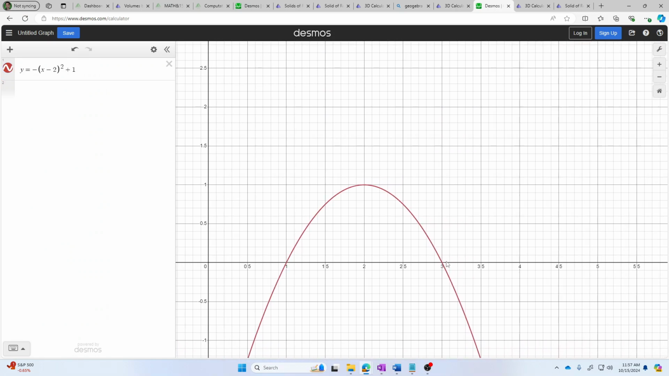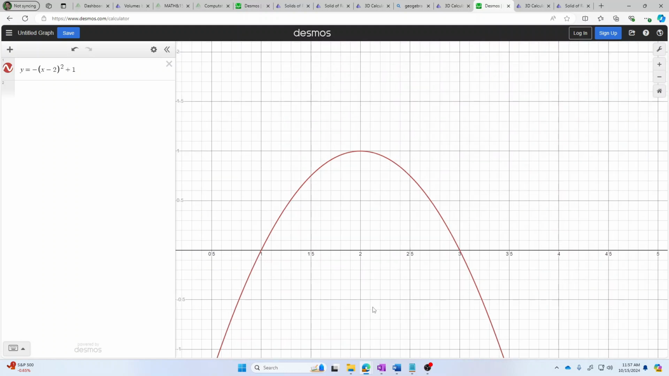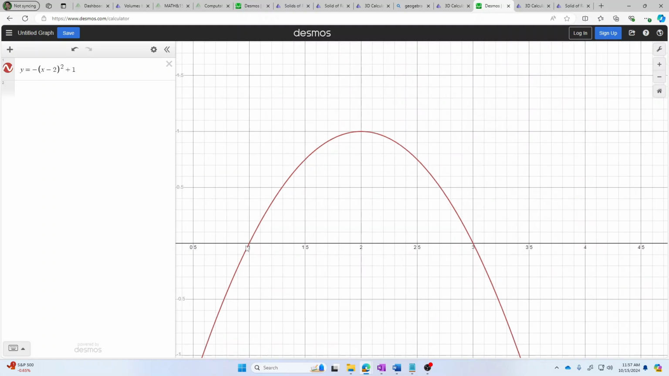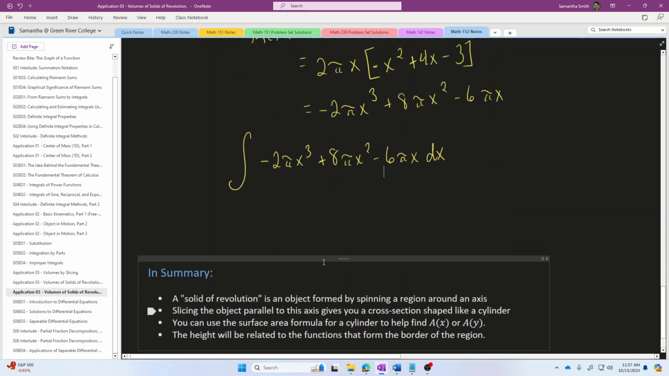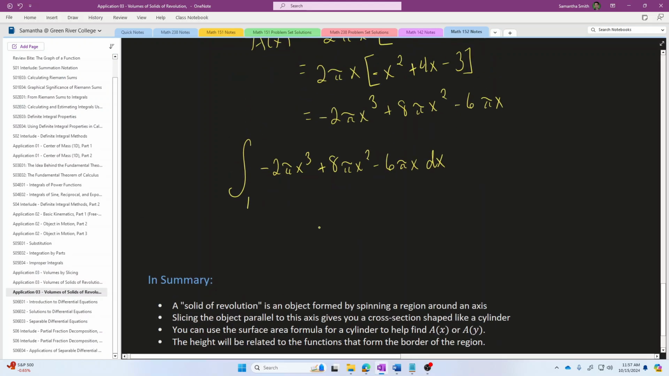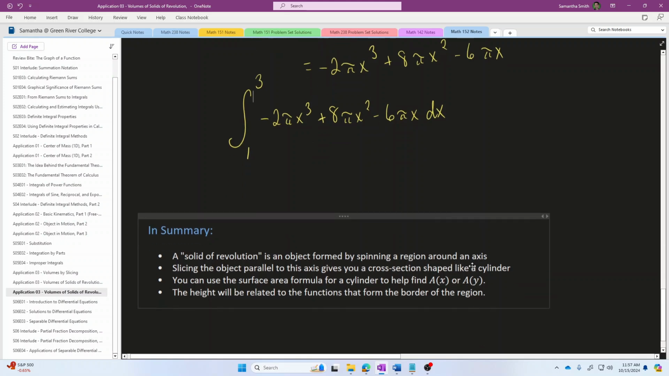Here is the graph of our parabola, and here is the portion of the parabola that is sort of being cut off by the y equals 0 curve on the bottom. And so from this picture, I can see that the x values that are relevant for my integral are the ones between 1 and 3, because those are the final x values where the parabola lives above this y equals 0 line. So those will form my limits of integration, x equals 1 and x equals 3.